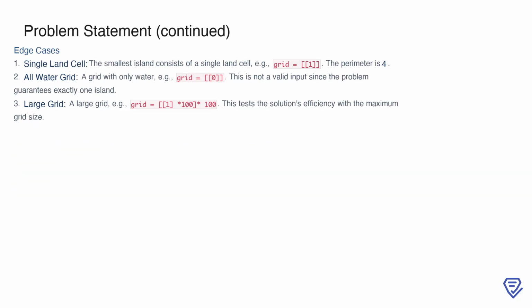Finally, let's discuss some edge cases. The smallest possible island is a single land cell, such as in the grid 1, where the perimeter is 4. An all-water grid, like 0, is invalid because the problem guarantees there will always be exactly one island. Another edge case is a large grid, such as a 100 by 100 grid filled entirely with land cells. This tests the solution's efficiency at scale, as the perimeter would involve significant computation to account for shared edges. These cases help ensure that the solution is robust and performs well under various conditions.